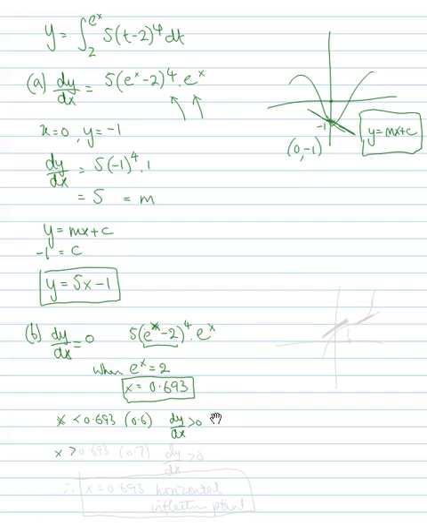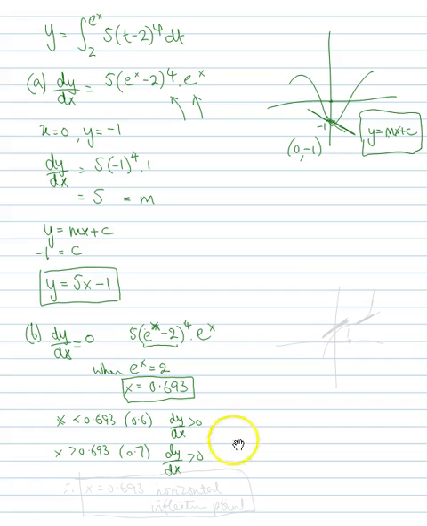When x is slightly bigger than 0.693, let's say 0.7, then e^x − 2 is going to be a little bit bigger than 0, so that's going to be a positive value. Raised to the power of 4 it's positive, multiplied by a positive value here and a positive value here, you still get a positive value.